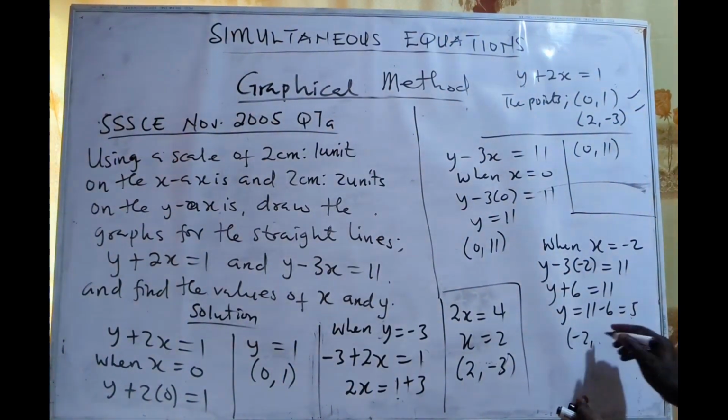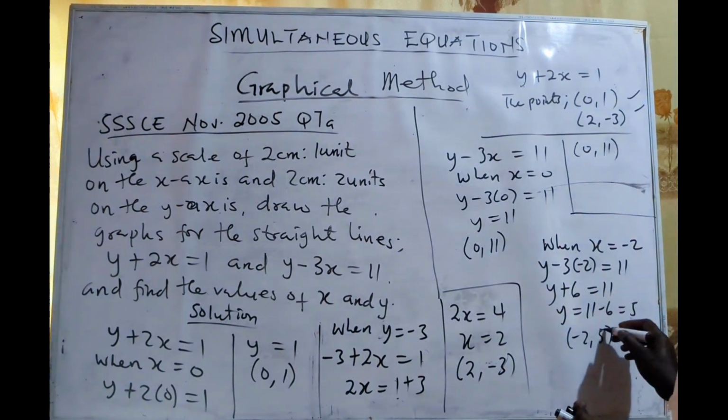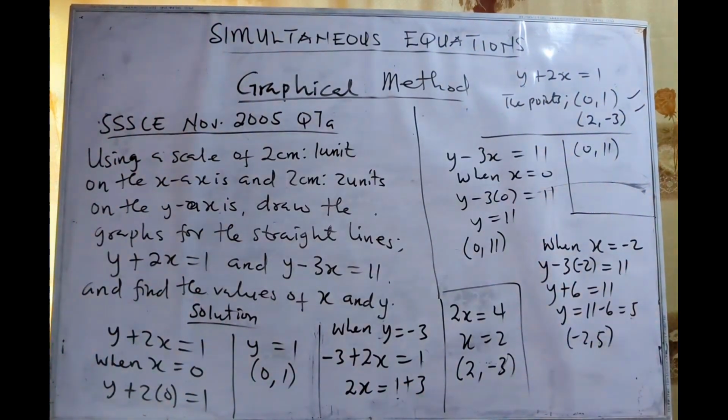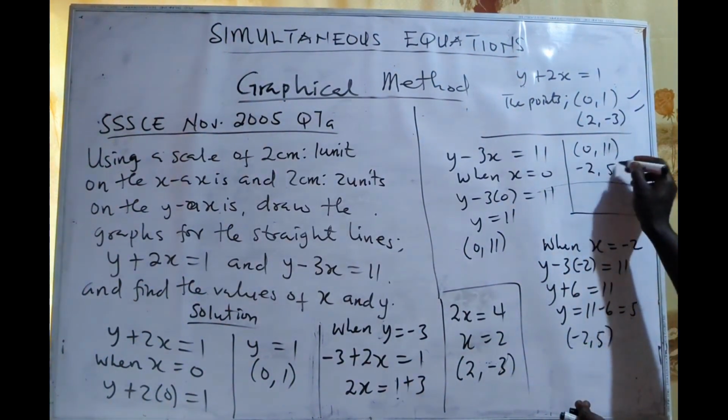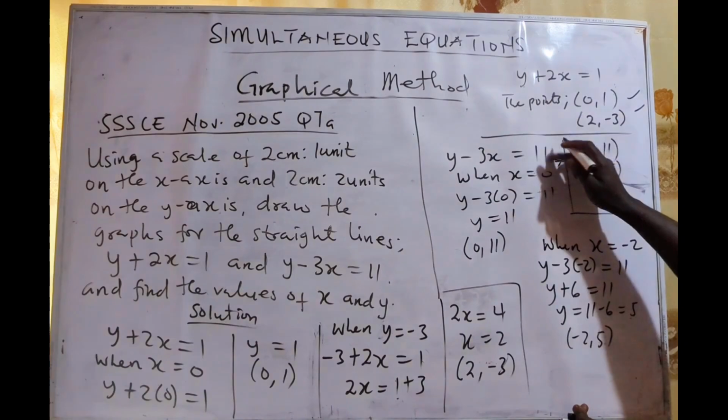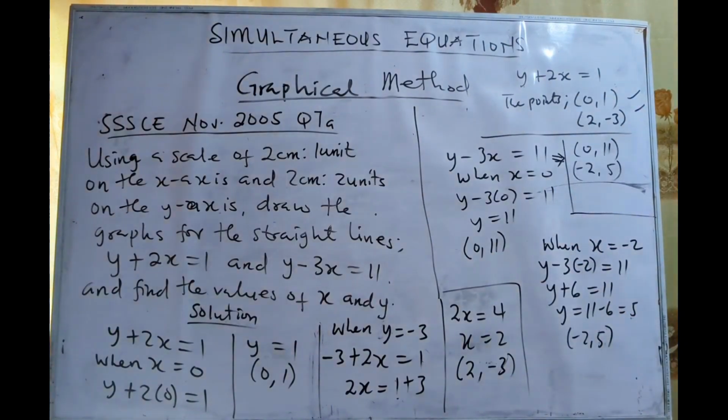All right, so I have my point as negative 2, positive 5 for this particular equation here, negative 2, positive 5. So we have been able to work our points out. What is left now is to draw our graph.